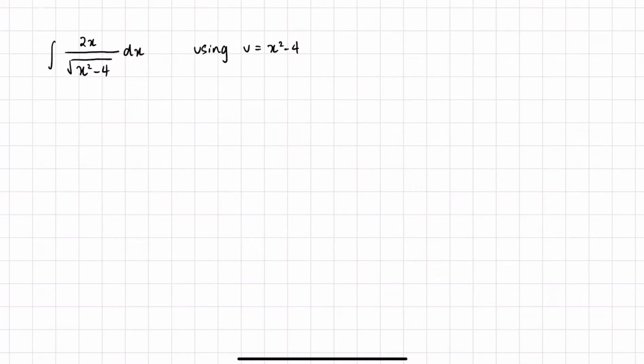I'm going to show you how to do this integration question using u-substitution. Okay, so I'm just going to get right into it. So the question told us to use this substitution right here.